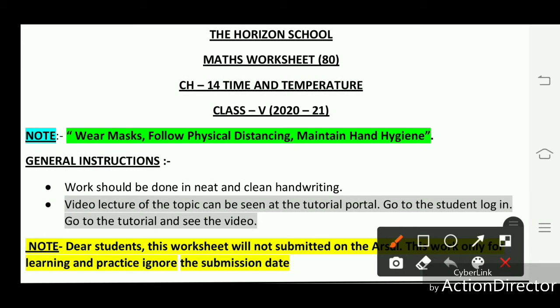Hello students, this is maths worksheet 80, chapter number 14, time and temperature. Dear students, this is a new chapter and here we will learn about time and temperature.